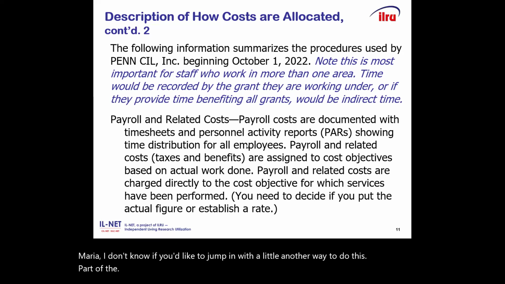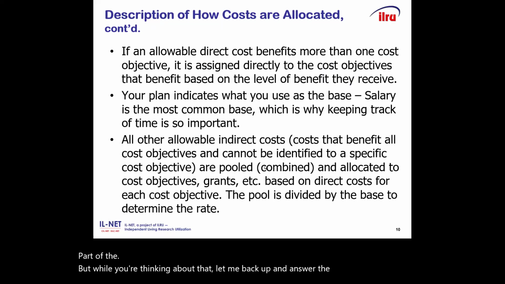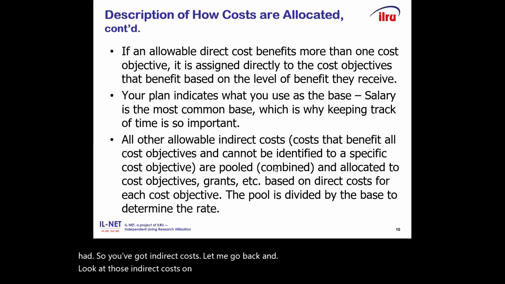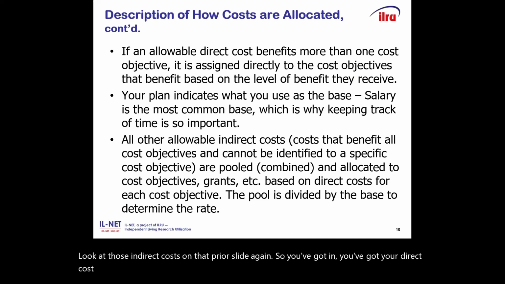While you're thinking about that, let me back up and answer the question that Monique had. So you've got indirect costs. Let me go back and look at those indirect costs on that prior slide again. So you've got your direct costs, if you have allowable direct costs that you know were all for this grant and not any other grant. Your aging grant would be a good example of that, or a vaccine grant. You knew what your direct costs were, including staff time for all the direct people.